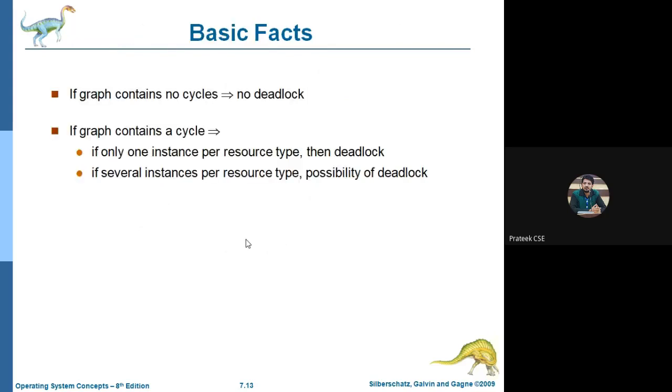If graph contains no cycle, then no deadlock is there. But if graph contains a cycle or a loop, then there are two different cases. If all the resources have only one instance, then definitely deadlock is there if there is a cycle. But if some of the resources have more than one instances, then there is a possibility of deadlock. We are not sure of 100% deadlock. Deadlock may occur or deadlock may not occur. So this is the overall story.